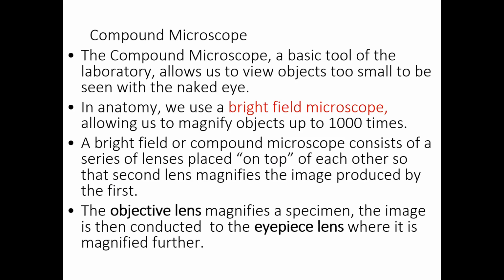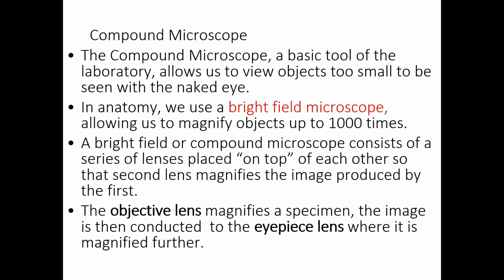And so we call them compound because we have a series of lenses stacked on one another. Now, the objective lens is the lens that sits closest to the microscope slide. The objective lens magnifies the image, and then the eyepiece, which has a lens inside, the ocular, the thing you look through, also magnifies the image. So you have a double magnification here.